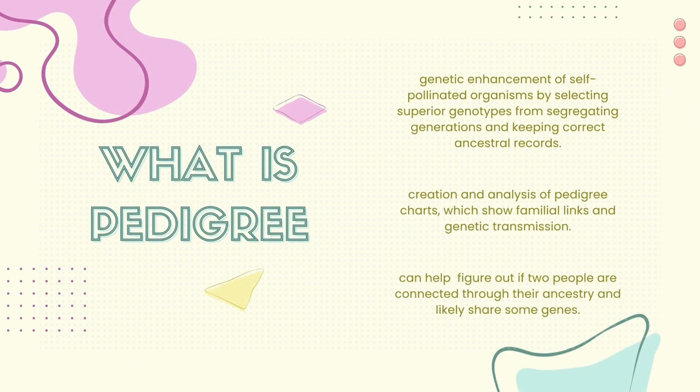What is pedigree? Pedigree is genetic improvement of self-pollinated organisms by selecting superior genotypes from segregating generations and keeping accurate and detailed records. Furthermore, the pedigree method is a fundamental approach employed in both genetics and genealogy to trace the inheritance of traits, characteristics, or diseases within a family across multiple generations. This method relies on the construction and analysis of pedigree charts, which visually represent the familial relationships and the transmission of specific traits or genetic information. We can figure out if two people are connected through their ancestry and share some genes.